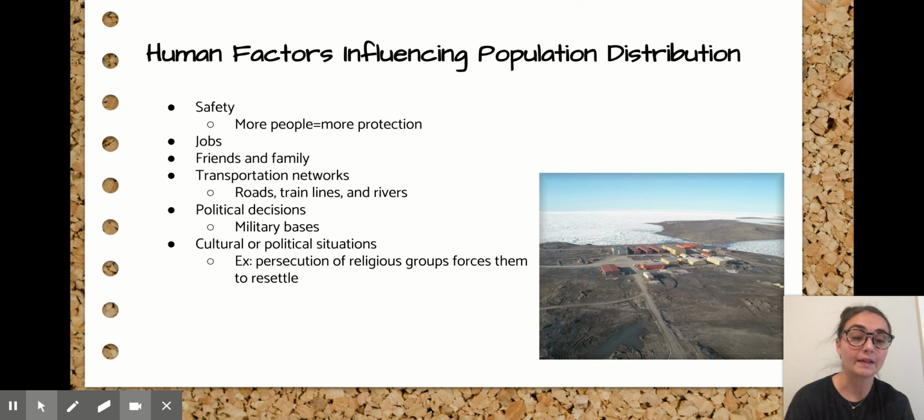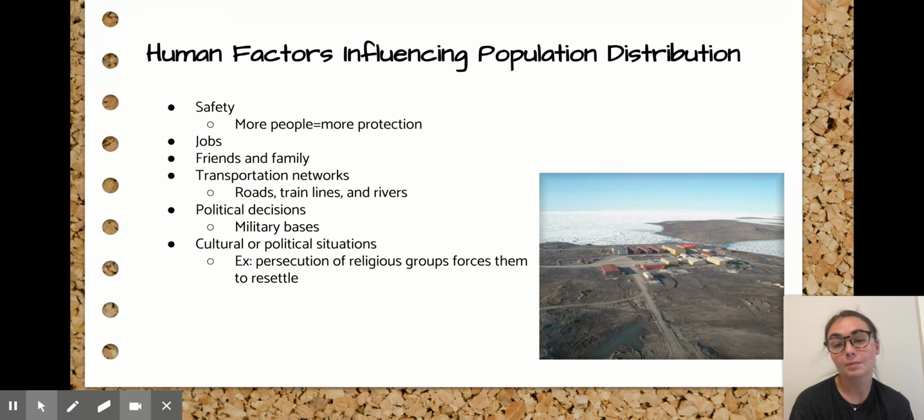And so literally the only reason that people live here is because it's a military base. And people are living here, so that's population distribution. But they didn't just settle there on their own. It was a political decision, and that affected where people live, and people have to live there now. And so that's where it is. That's an extreme example. Obviously, they're not all that remote, but that is an interesting one.